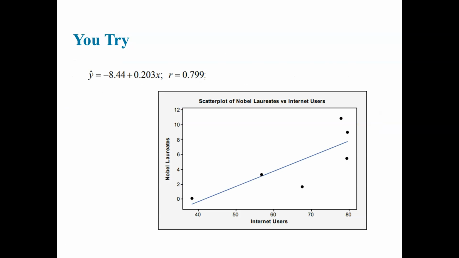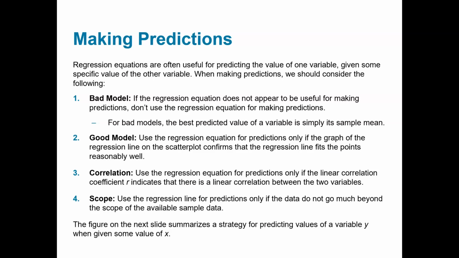And there you go. The r is 0.799, which is a linear correlation, and it's pretty good. So we're going to pause there, and when you come back for part 2, we're going to be making predictions with good and bad models.